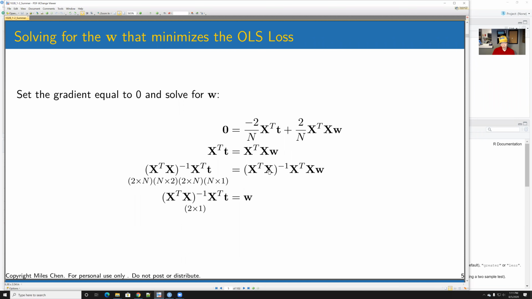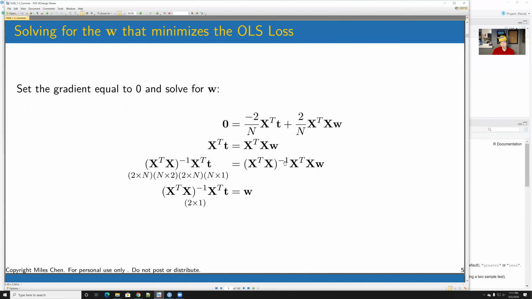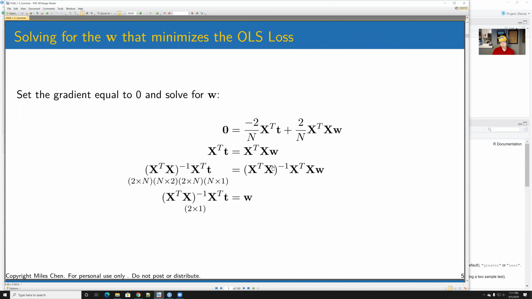So what you can do is multiply by X transpose X inverse. We're going to take this thing and multiply both sides by the inverse of X transpose X. And so when I do that, this thing and this thing will cancel out and become the identity, since a matrix multiplied by its inverse becomes the identity matrix. And so here we're going to get just W over here. And over here we have X transpose X inverse X transpose T.